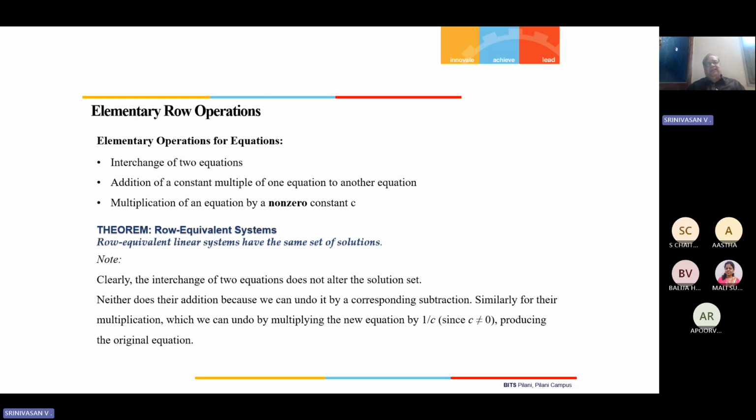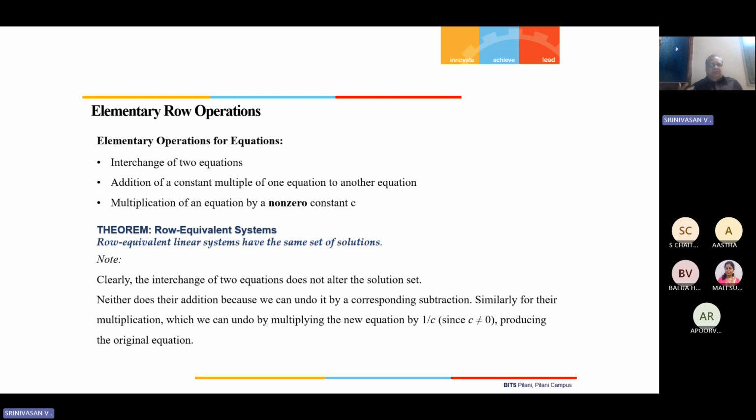You are already familiar with this; we have done enough elementary row operations to find the ranks and to decide the consistency or otherwise of the given system of equations. So once again, let's go back, because these are all going to be part of your methodology when you take up the Gauss elimination method to solve. Elementary operations for equations: interchange of two equations is an elementary operation. Addition of a constant multiple of one equation to another equation. You will multiply an equation by a constant and add it to another one.